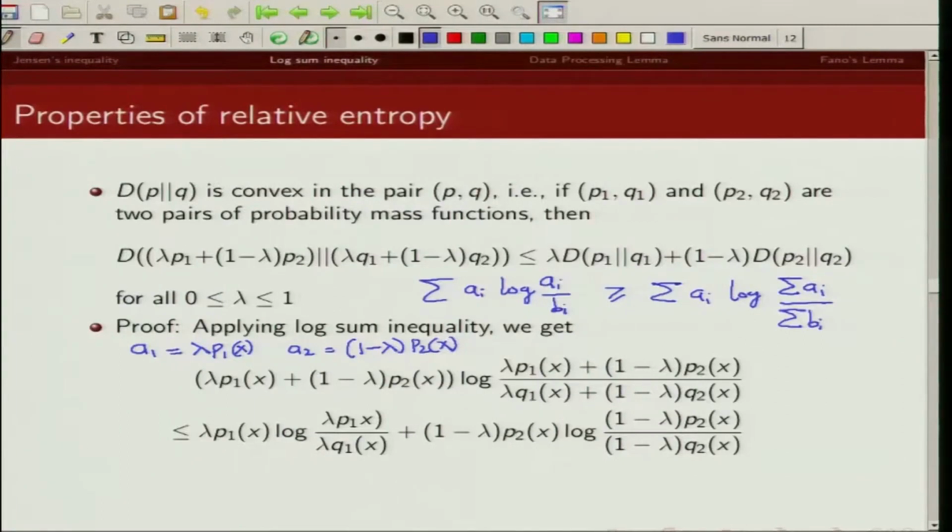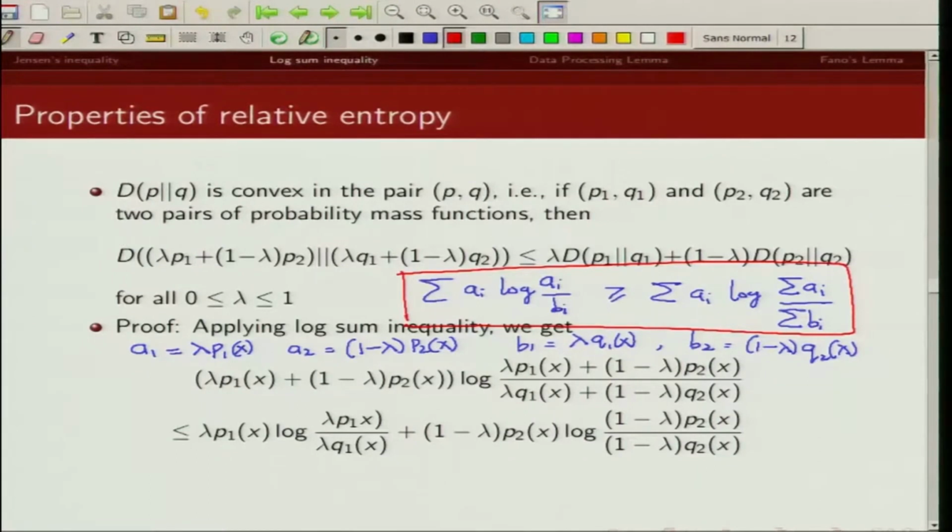Similarly, let us take B1 to be lambda times Q1 x and B2 to be 1 minus lambda times Q2 x, and plug in these values of A1, A2 and B1, B2 into our log sum inequality.